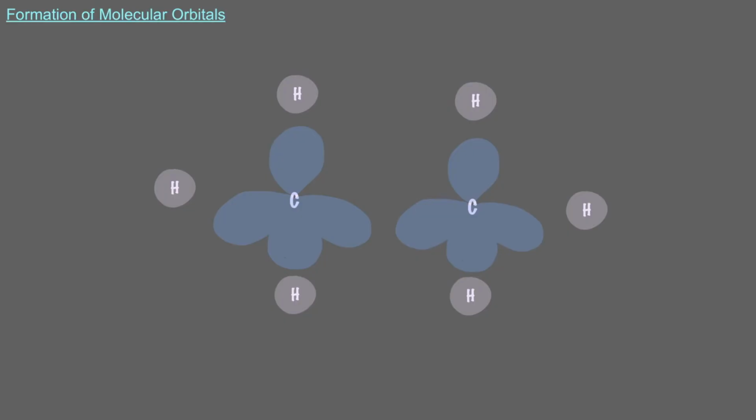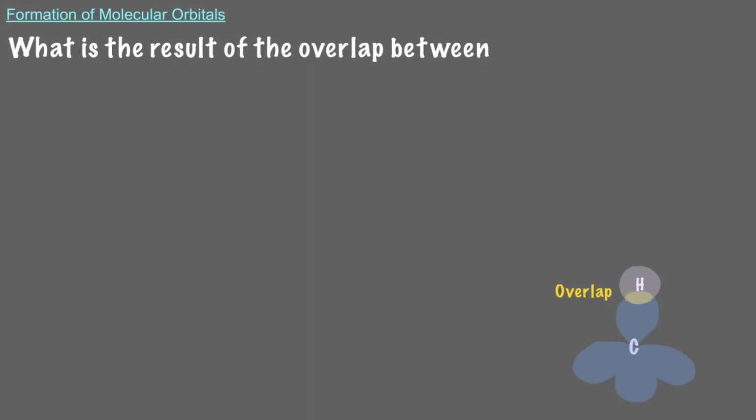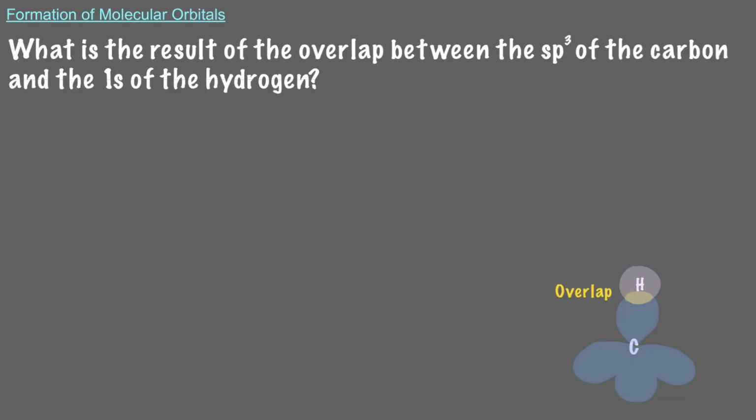The question we now have to tackle is this. What will happen when we see these atomic orbitals and hybrid atomic orbitals get close enough to overlap? Let's zoom in on one of the overlaps, this one here, with the sp3 orbital of the carbon and the 1s orbital of the hydrogen. What is the result of the overlap between the sp3 of the carbon and the 1s of the hydrogen?